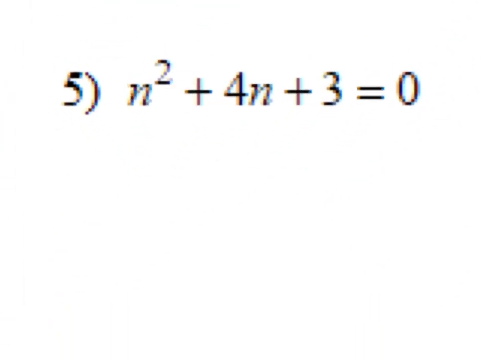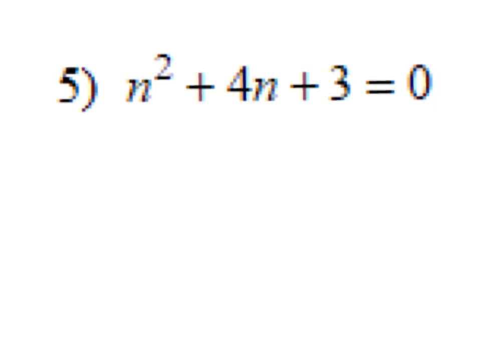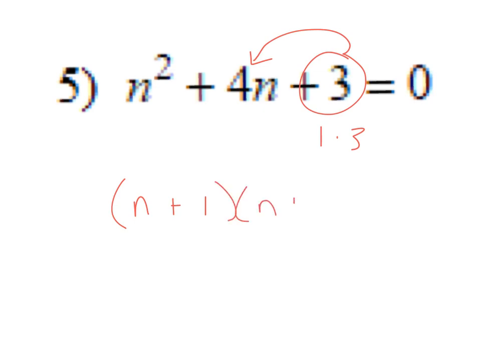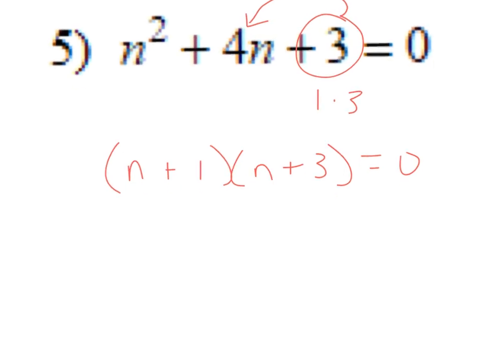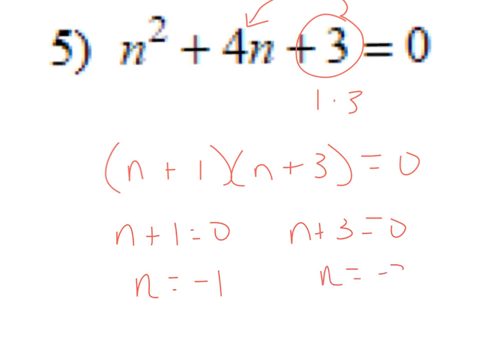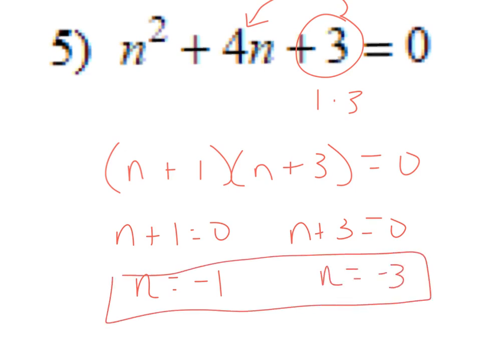Okay, again, this one's already set equal to 0. So what I'm looking for now are factors of 3 that add up to 4. Well, 1 and 3 are your only options there. So when I write this down, I got n plus 1 and n plus 3 equal to 0, right? We're just breaking down that n squared to n and n. Now set each factor equal to 0 and solve. So n plus 1 equals 0 and n plus 3 equals 0. So we end up with n equals -1 and n equals -3 as your two solutions.